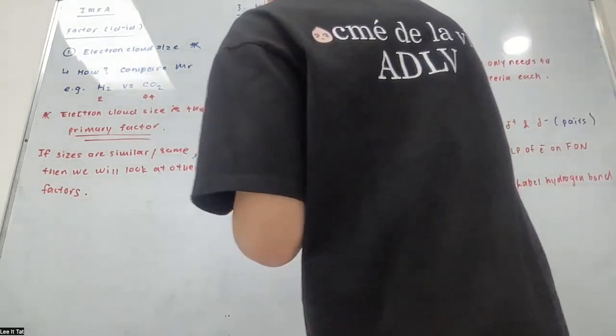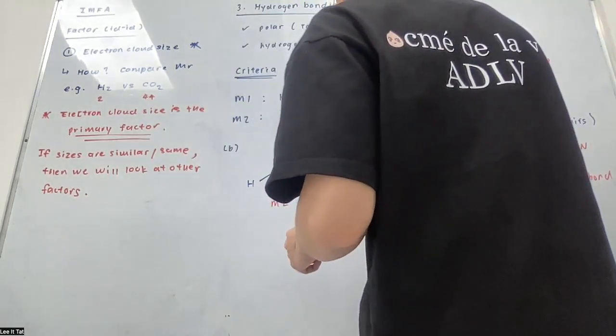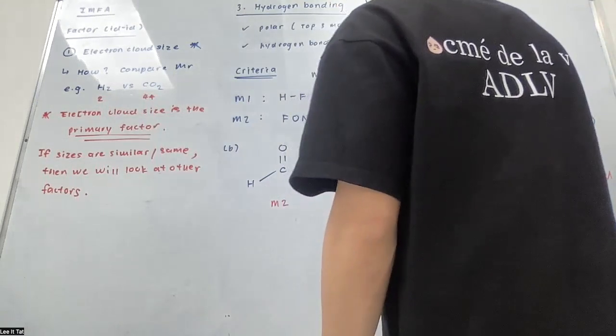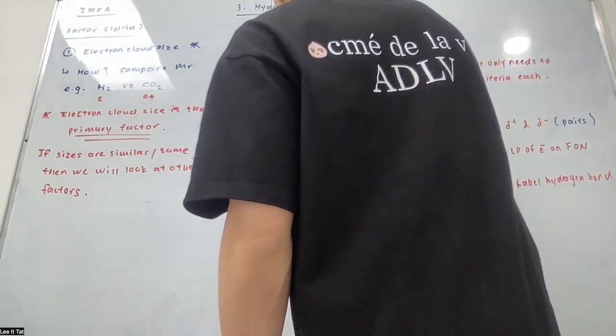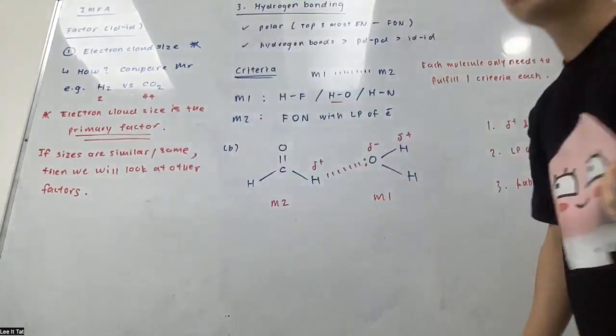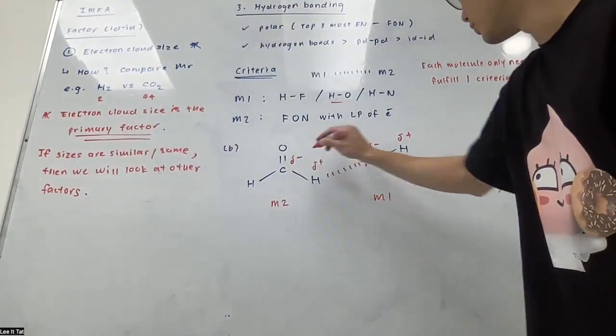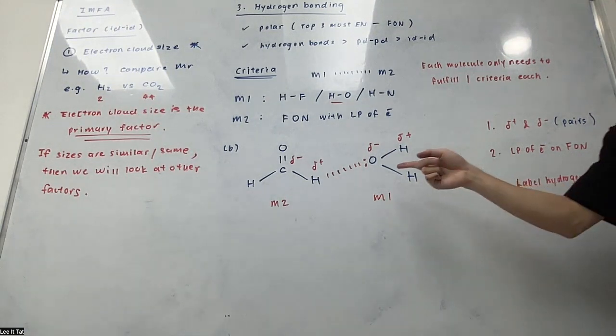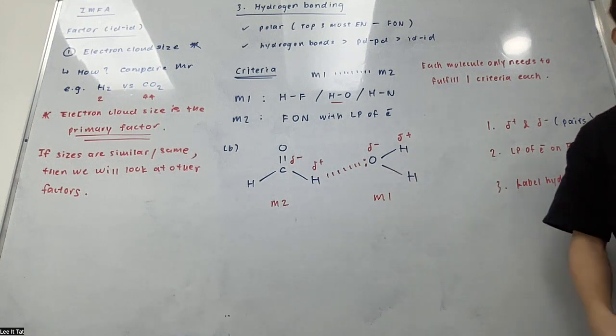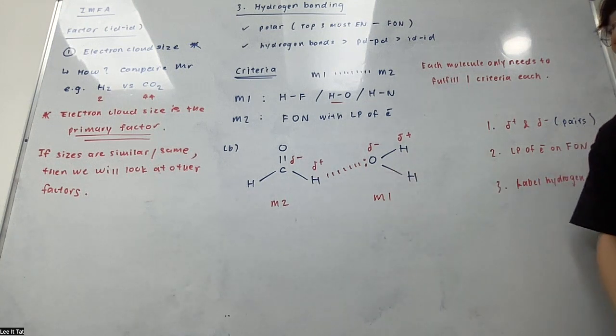Lone pair of oxygen, partial charges. Is this correct? Oops, forgot to draw the fourth one. Correct? Okay, guys, take note. If you draw this, it is wrong. Very, very wrong. Why? There are a few mistakes over here.